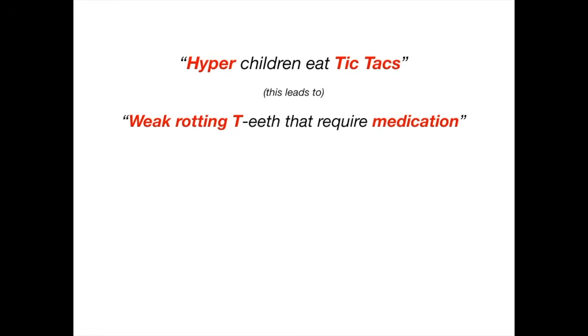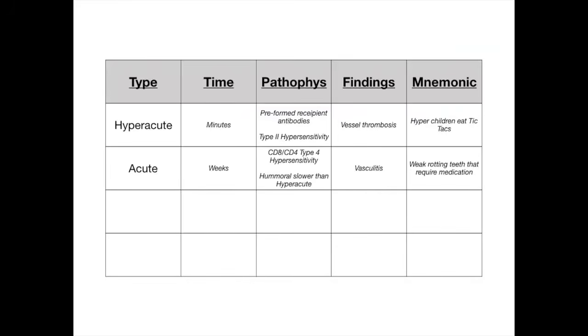Okay, so I know it's a little much, but if you say it to yourself a few times, you're going to get these details down, and I'm going to save you from having to memorize that crappy chart. So here's where we are so far. Acute happens in weeks. It's CD8 and CD4 type 4 hypersensitivity through a cellular pathway, or through the humoral pathway, it's just the same thing as hyperacute, but slower, right? Because it's not hyperacute, it's just acute. The findings are vasculitis, and remember the mnemonic that weak, rotting teeth that require medication.